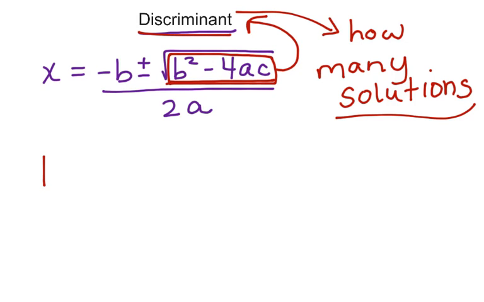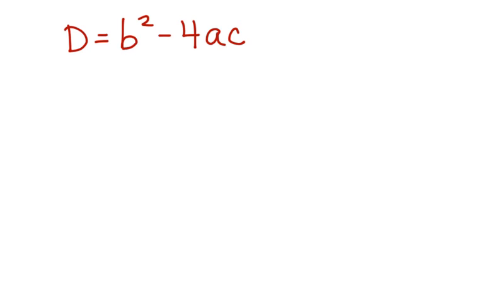So to figure this out, we're going to say d is equal to b squared minus 4ac. This will help us to determine the discriminant. Now, once we have the discriminant, we need to know how to tell how many solutions.